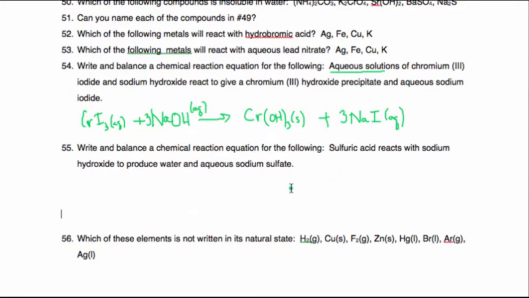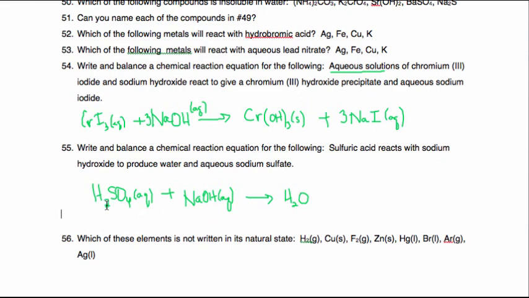Next question. Sulfuric acid reacts with sodium hydroxide to produce water and aqueous sodium sulfate. Alright, sulfuric acid is H2SO4 based on sulfate, and it's kind of an understood thing, it'd be aqueous. It's not essential that you get the aqueous in there. And sodium hydroxide, we'll say it's aqueous. Most of our reactions that we do in this course are aqueous. Alright, this is the acid-base neutralization. This hydrogen goes with this hydroxide to make water.